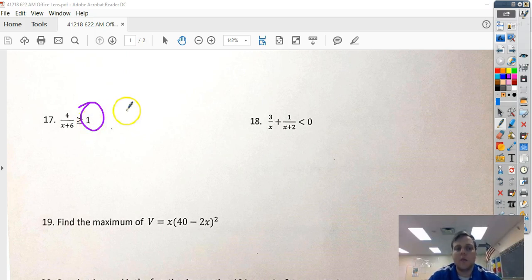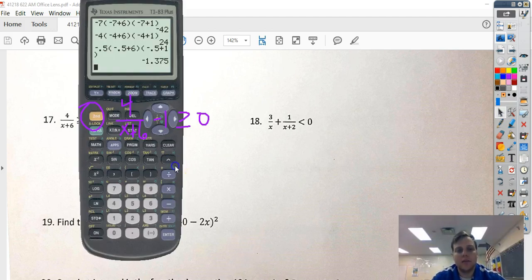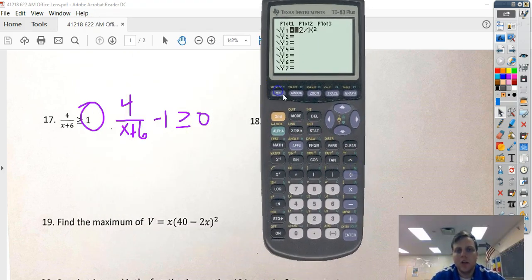Just make this 0 by doing what? That's right, by subtracting 1. Now, it's going to be a little bit harder to figure out what are your x-intercepts, what are your zeros, because we have this minus 1 that's not a part of this fraction. So to save ourselves some time, we're just going to plug it in a calculator. So we're going to go to y equals.